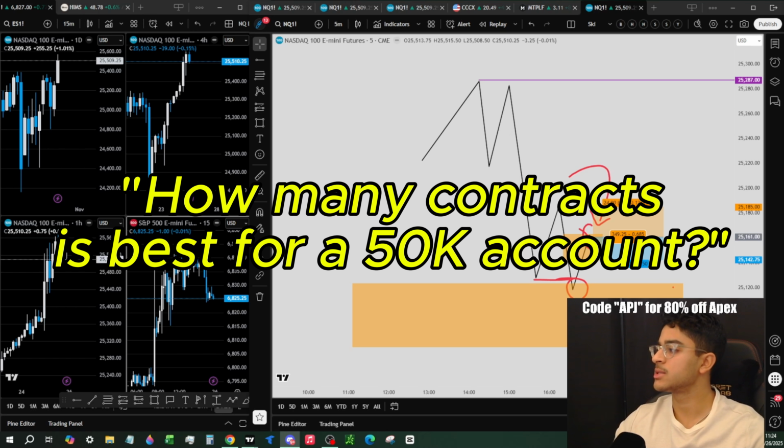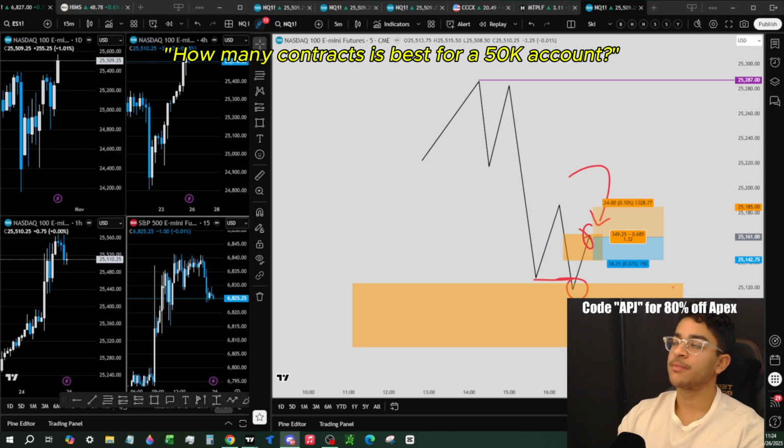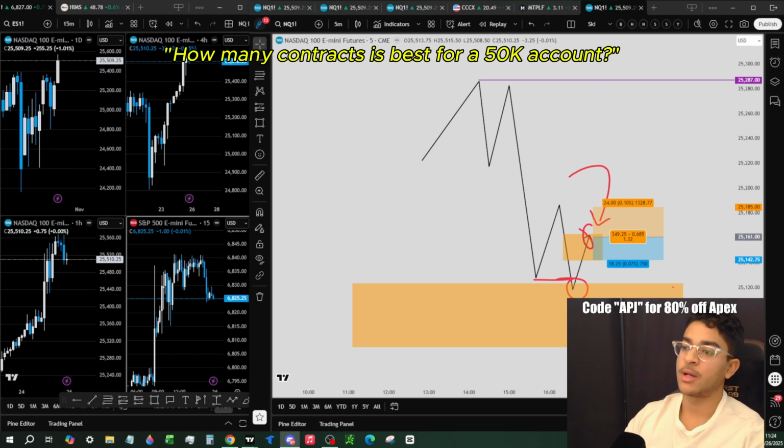How many contracts is best for a 50K account per trade? Risk is like 500. Yeah, good question. So with Apex, your 50K drawdown is $2,500 at max, right? So if you start biting into that, obviously it'll be less, but you start out with 2,500 bucks. And that's what you need to base your risk percentage on, right? A 50K is just the name of the account. That's not your actual account size. You can lose $2,500 at most, so that's what you should calculate risk on.